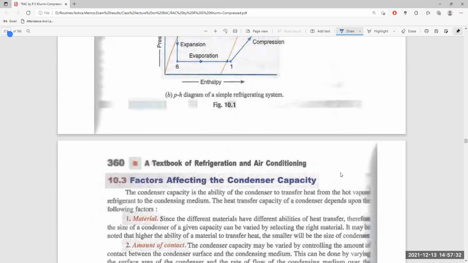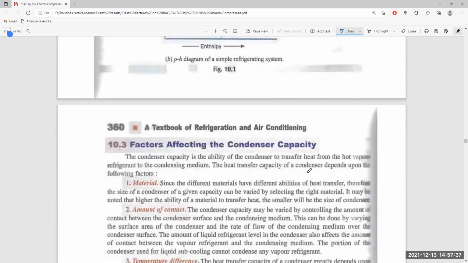The amount of contact. A condenser capacity may be varied by controlling the amount of contact between the condenser surface and the condensing media. This can be done by varying the surface area of the condenser and the rate of flow of the condensing medium over the condenser surface. So, the surface area of the condenser which is exposed to the surroundings, and the rate of flow of the condensing medium over the condenser surface.